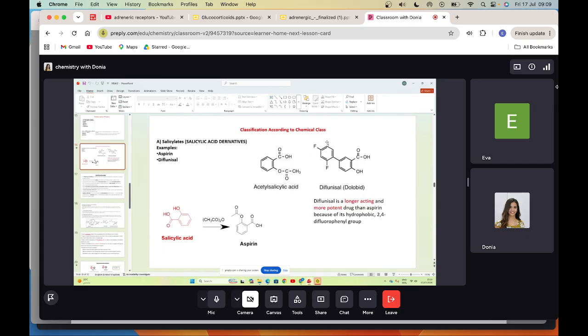Having this ring, this 2,4-difluorophenyl, increases its hydrophobicity. It becomes more hydrophobic, leading to a longer duration of action and more potency. So when you are asked why the diflunisal is more potent, it is due to having this extra part, which is able to undergo extra hydrophobic interaction with the COX enzyme. And whenever we have extra interaction, this means that we have more potency or more activity. Is it clear?